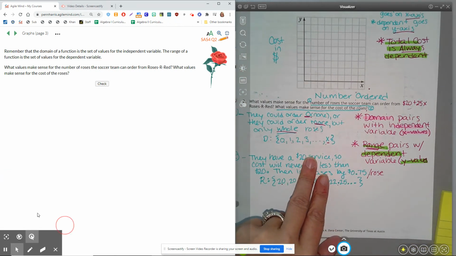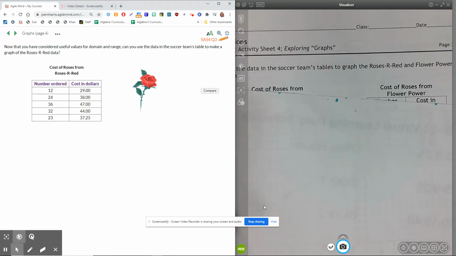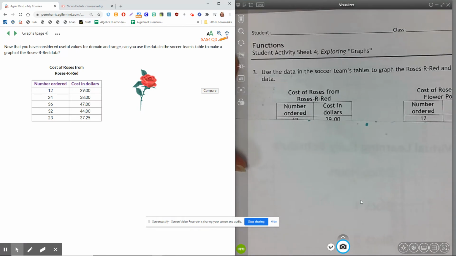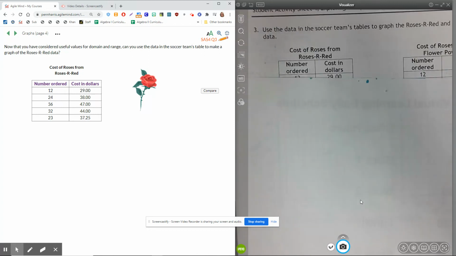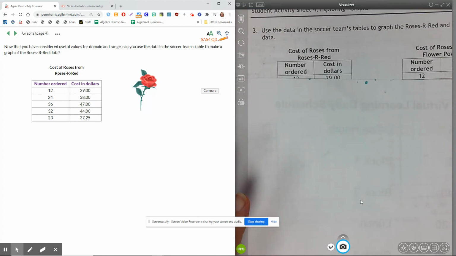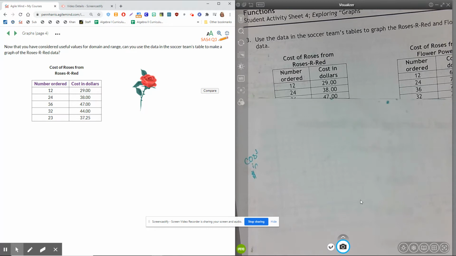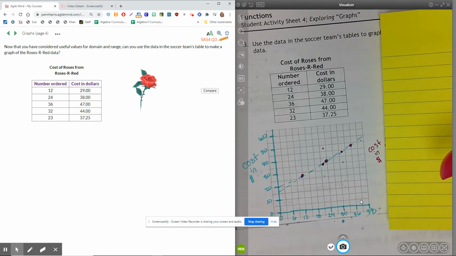Let's go on now. I am on the back side on question 3. With this, we now need to be able to make a graph out of the information for our Roses Are Red. So let's go ahead and take a look at this first one.